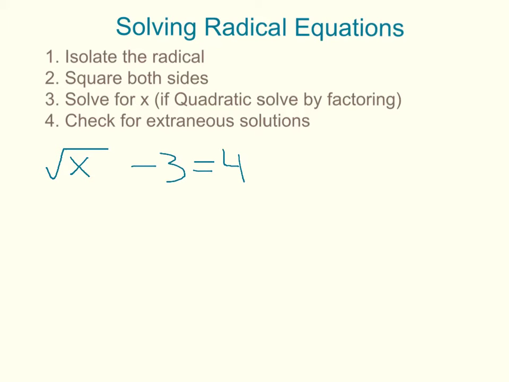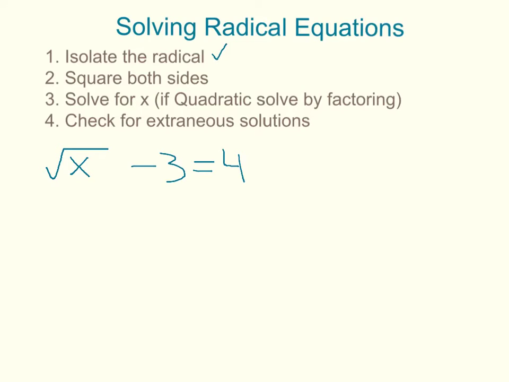In today's lesson, we will be solving radical equations, in other words, equations with square roots. And here are the steps. Number 1, isolate the radical. That just means get the square root by itself on one side of the equal sign.